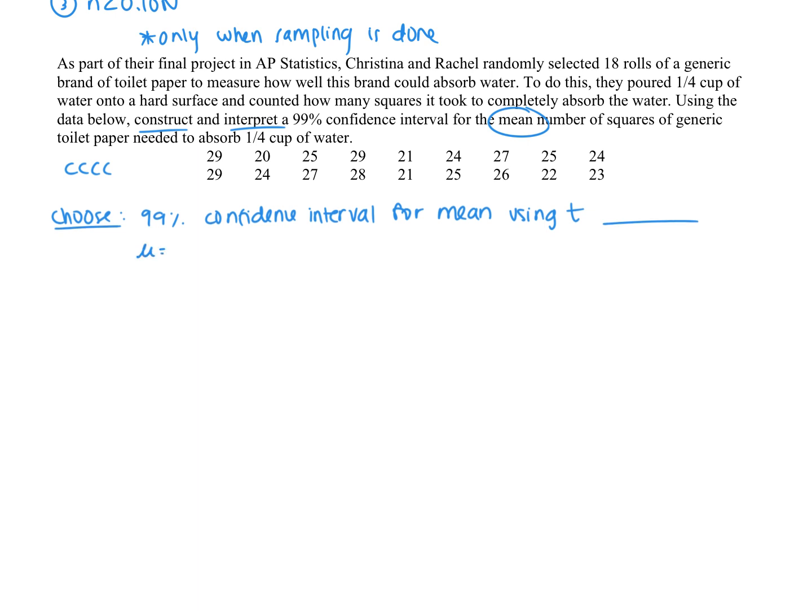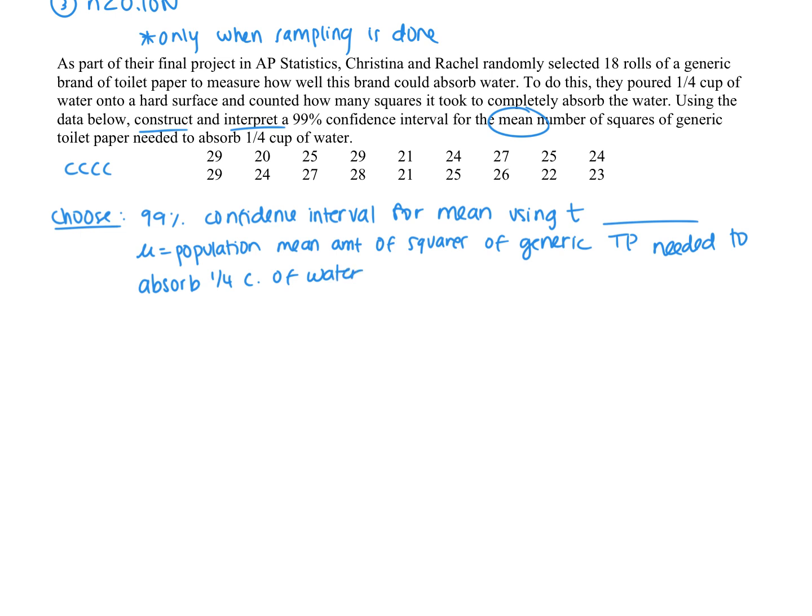So we are going to say that mu is the population mean amount of squares of generic toilet paper needed to absorb 1/4 cup of water. Again, I don't really care where all of that goes as long as you have each piece written down.